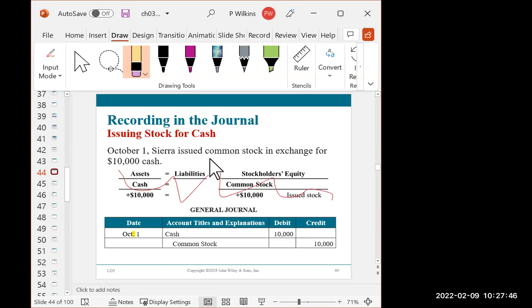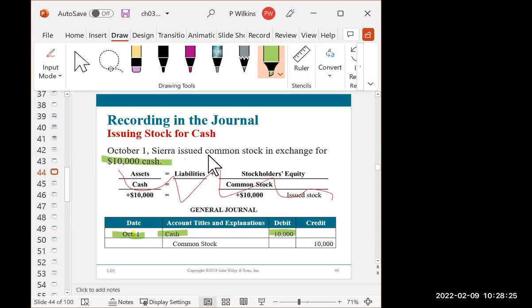October 1, Sierra issued common stock in exchange for $10,000 cash. So what did I get? Well, I got cash. They told me I got $10,000 cash, right? I'm Sierra Corporation. I got $10,000 cash. What is cash? Cash is an asset. What kind of balance does an asset have? Assets have a debit balance. So in order to make it go up, I have to debit cash. Here's another rule I forgot to mention. You always do debits before credits. So we put October 1, where the account is cash, and we are going to debit $10,000.